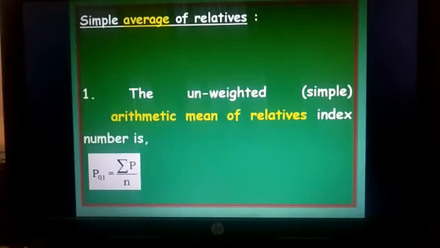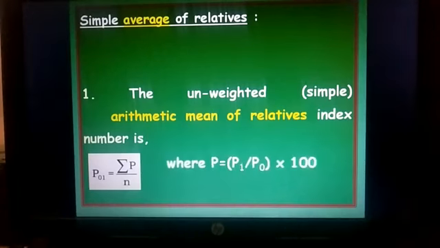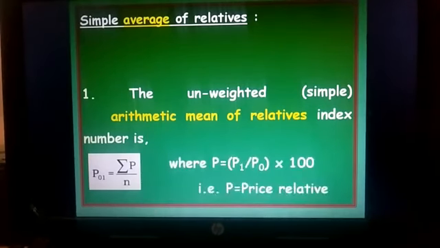Then what is that P? Look at the heading of relatives, it is present. Correct? Relative, we have already come across. P1 divided by P0 multiplied by 100 is nothing but the price relative. That's why this P has to be replaced by P1 by P0 multiplied by 100, where this capital P is equal to P1 divided by P0 multiplied by 100, that is, capital P is the price relative.